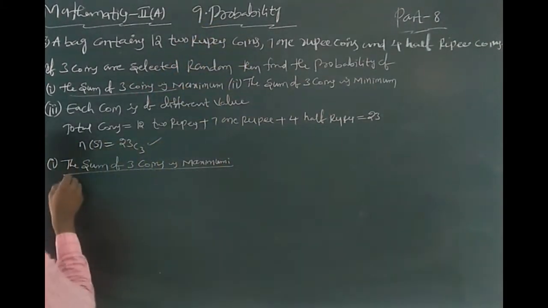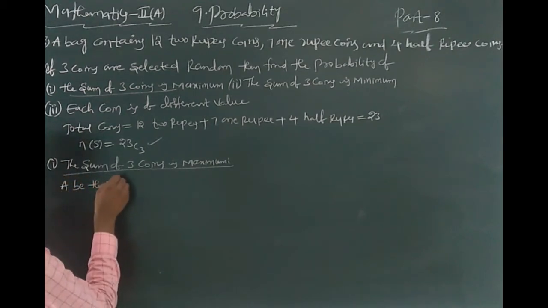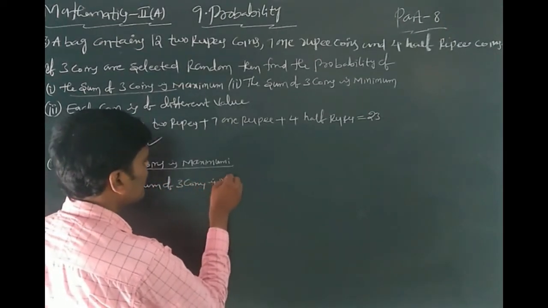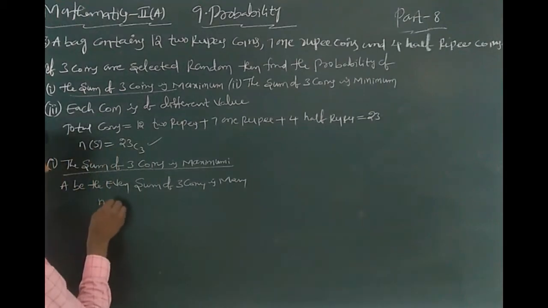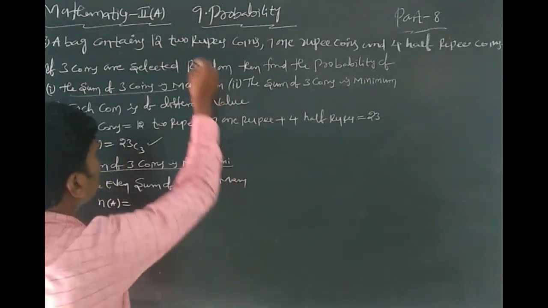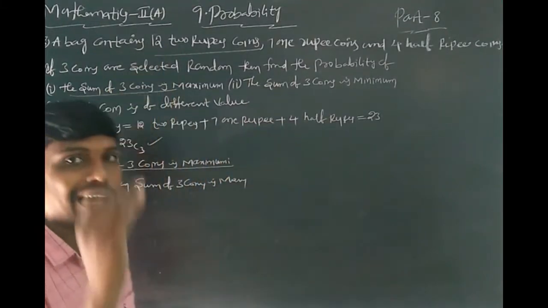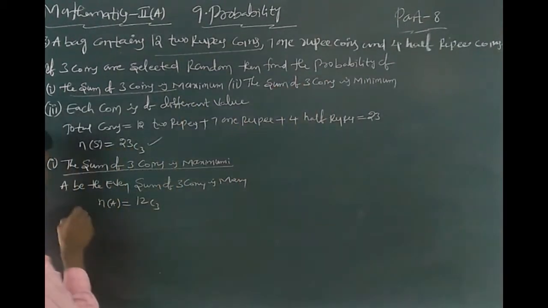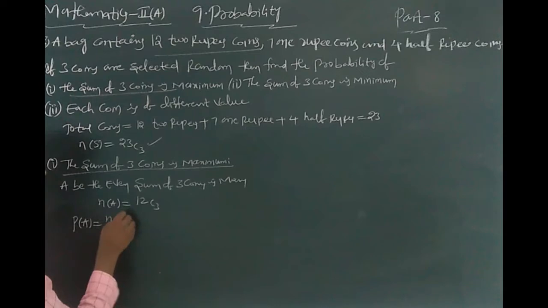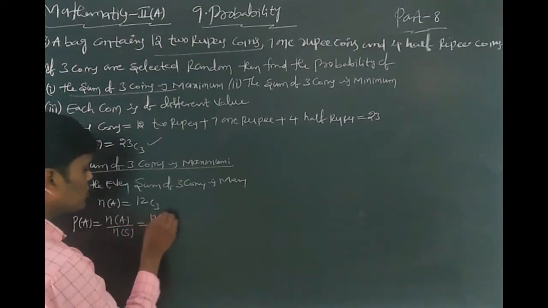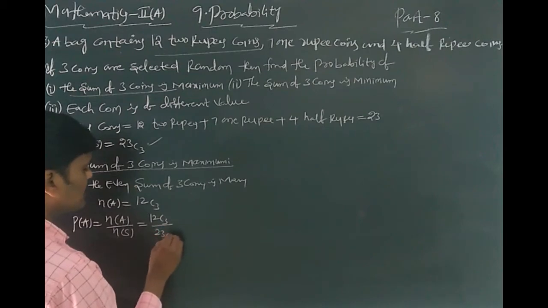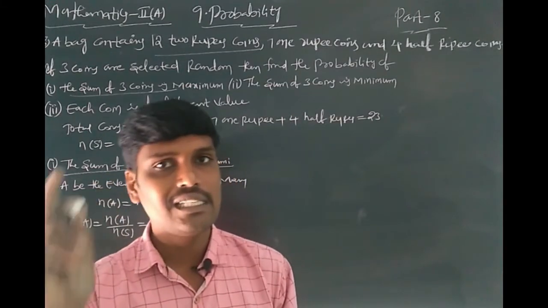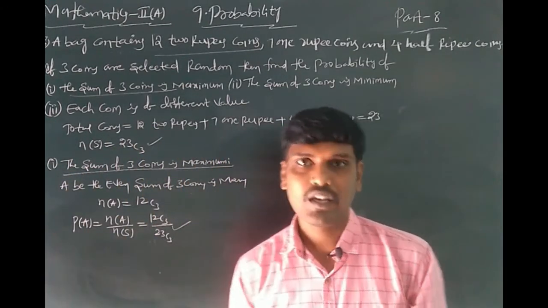That's why let A be the event that the sum of the 3 coins is maximum. Then n(A) equals, from the 12 2-rupee coins, you have to select 3 coins, you get 12C3. Then what is the probability? The probability of A is n(A) by n(S). n(A) value is 12C3 by n(S) value 23C3. This is the probability that the sum of the 3 coins is maximum. This one is the first problem. Now go to the second one.